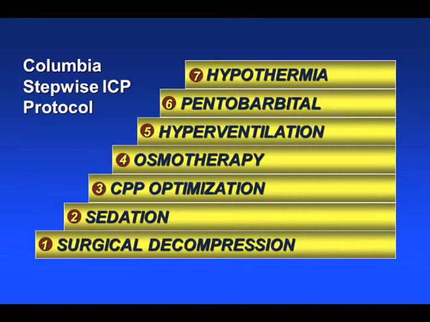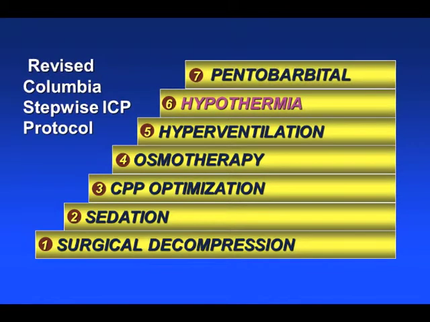Well, the protocol's changed. We've now shifted it so that hypothermia has become step number 6. So basically, once we've gone at a few rounds of bolus osmotherapy, careful hyperventilation, and at that point, if we're not going to do a hemicraniectomy, we're now going for mild to moderate hypothermia. And I'll show you how we do that.